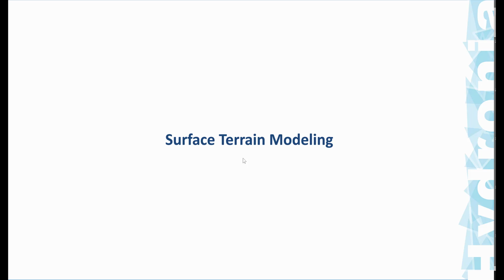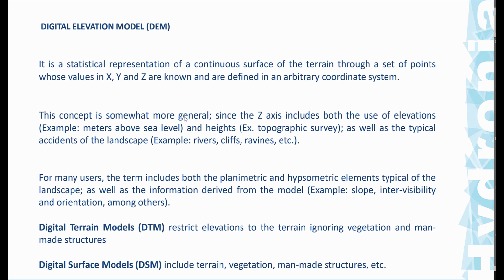Okay, so now we're going to continue with the last part of the session, which is related to the surface terrain model. And this relates to the way in which the terrain elevations can be represented in a geographical information system. A digital elevation model is the basic term that we will use to refer to a representation of the terrain.